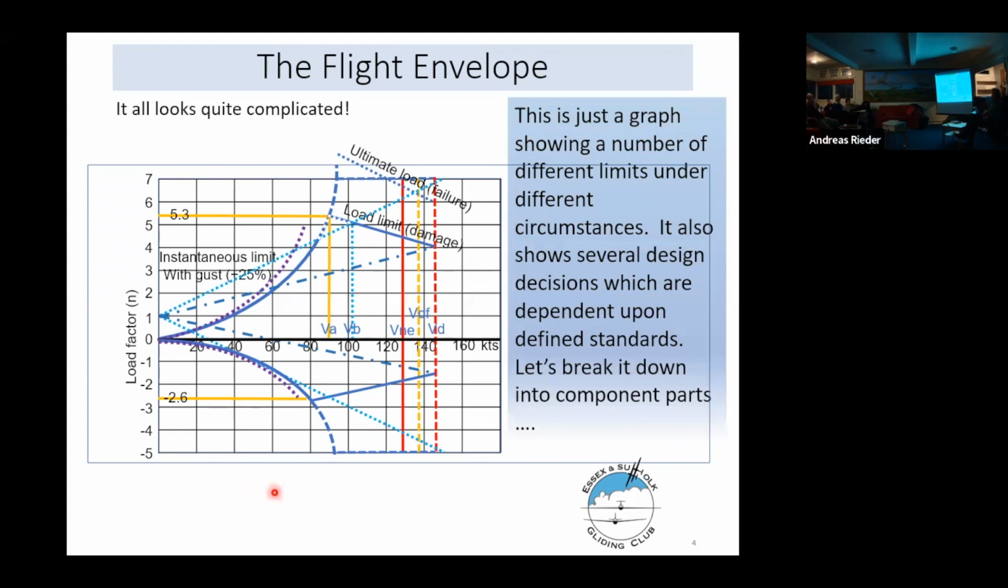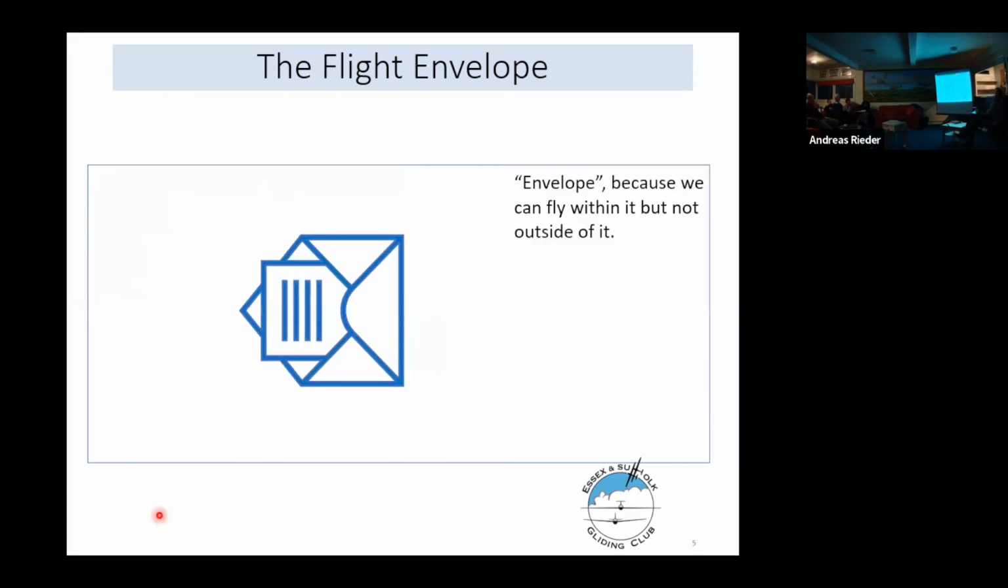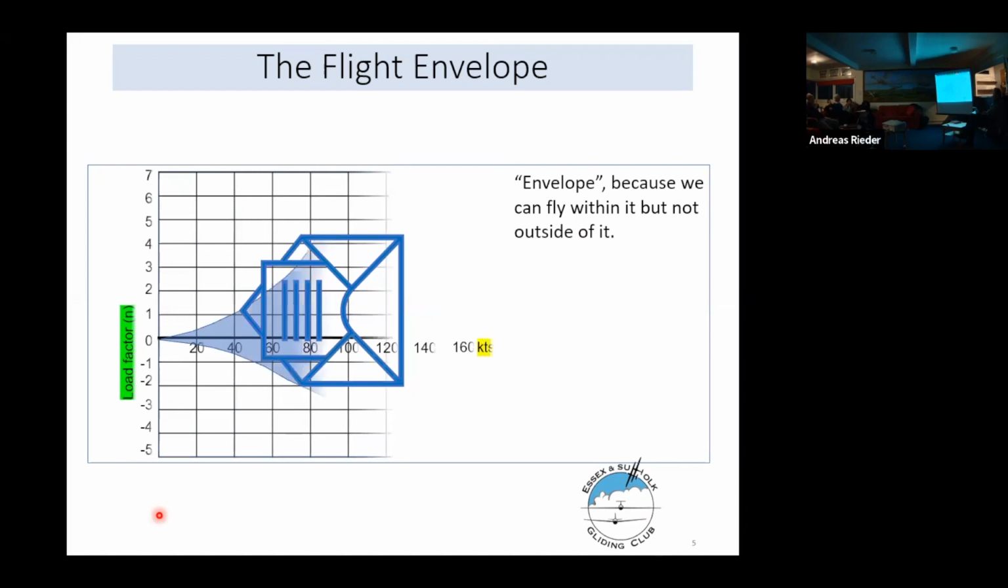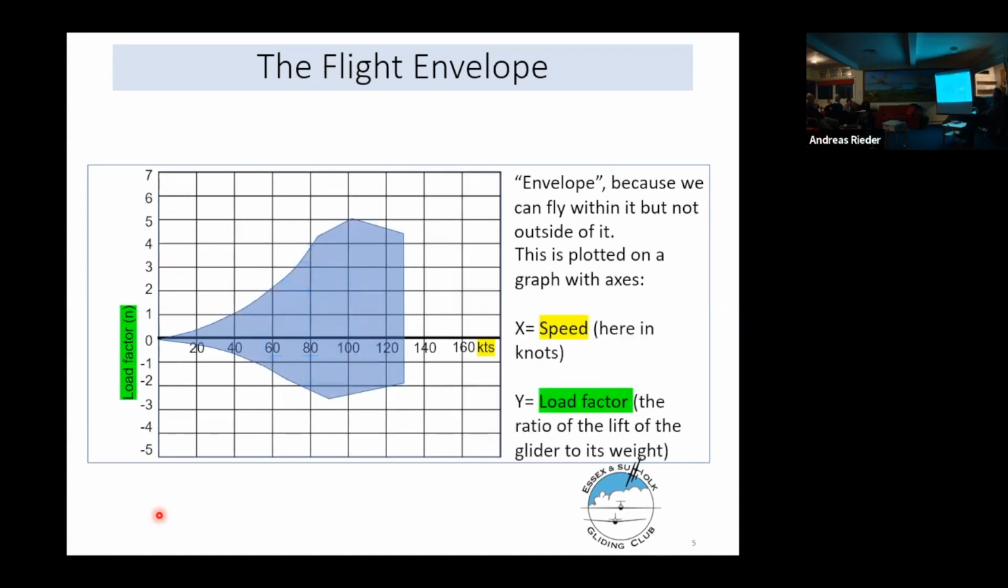This laser pointer. I hope everybody can see that laser pointer, because every now and again I'm going to be using that to point out things on this graph. I'll just move it out of the way to begin with. Right, we call it a flight envelope because you can fly inside it, but you can't fly outside of it. And it is vaguely envelope shaped when you draw it on a graph. So the flight envelope looks sort of like that.